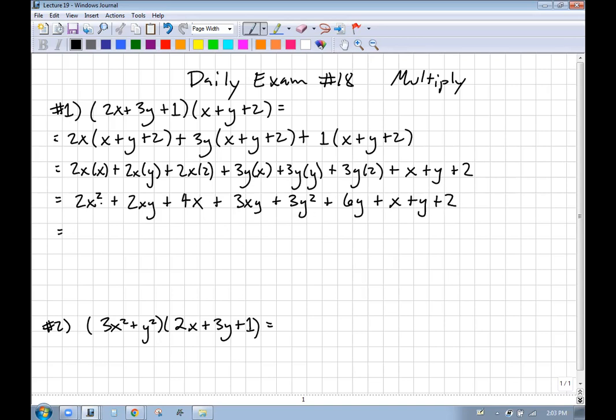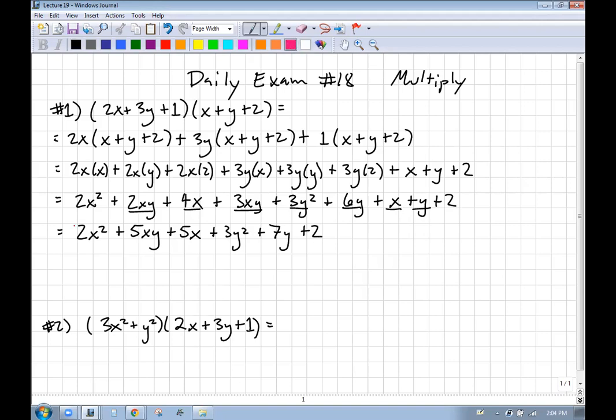Now we want to combine like terms. Here's an x squared. There are no other x squareds. Here's an xy. Here's also an xy. We have 2 and 3 give us 5xy's. Here's 4 x's and another x. It gives us 5 x's. Now we have a y squared. There's no other y squareds. Okay, that one's taken care of. Here's 6y and another y. Give us 7 y's. And then all that's left is 2.